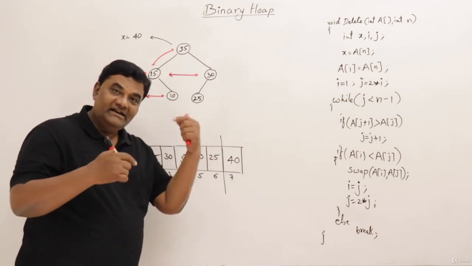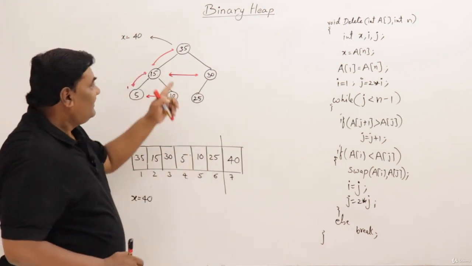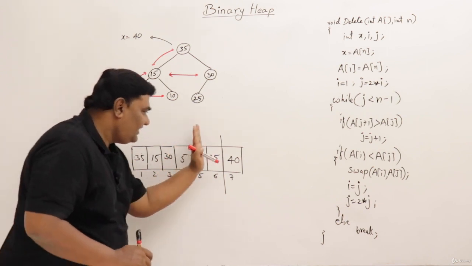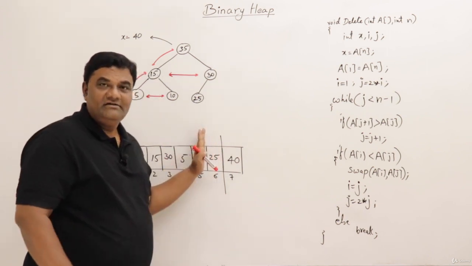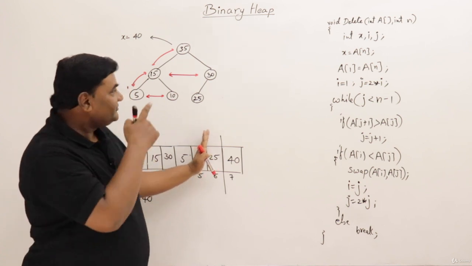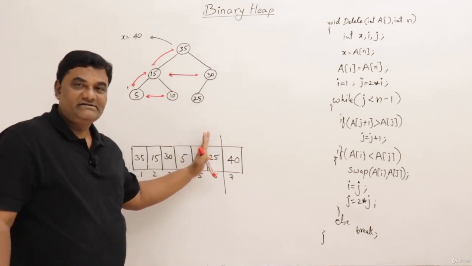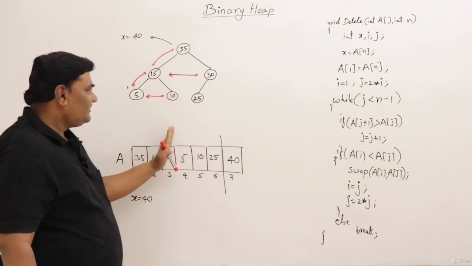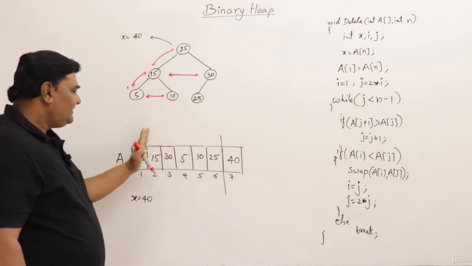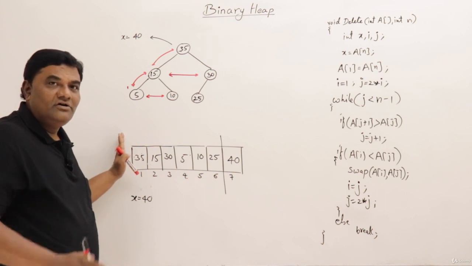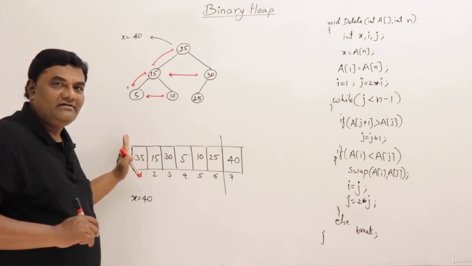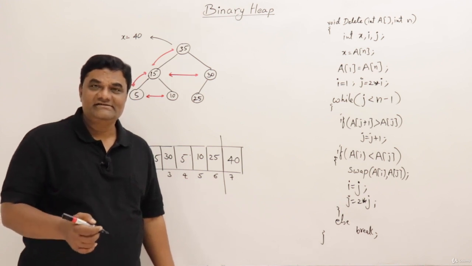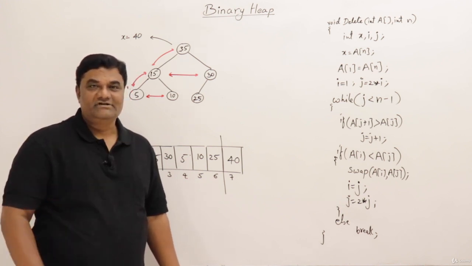Now delete again. Which element you get? 35. What will be the size of a heap? 5. This place will be free. Shall I store 35 there? Yes. Then next, which one will be deleted? 30. Next, 25. Then 15. Then 10. Then 5. What happens to the array? Sorted. Yes. This is heap sort.